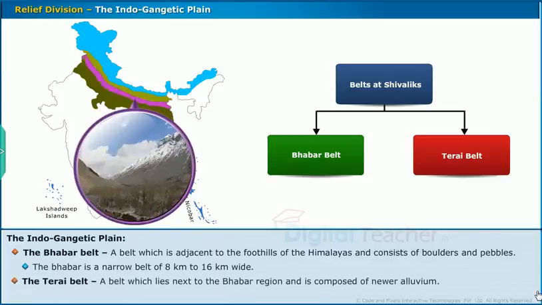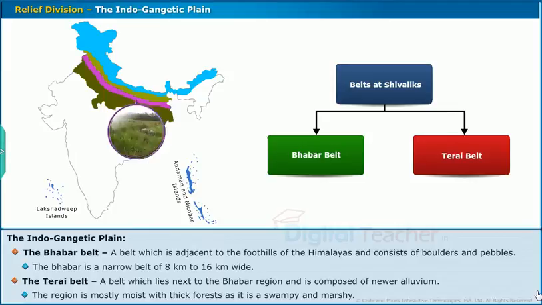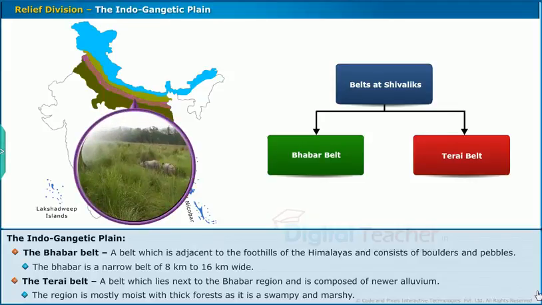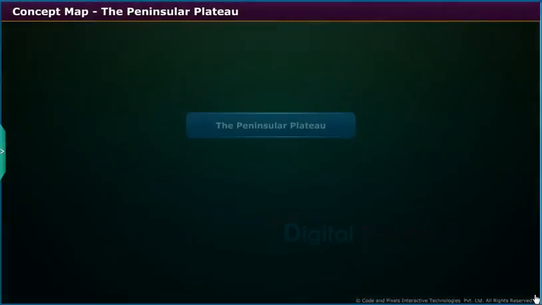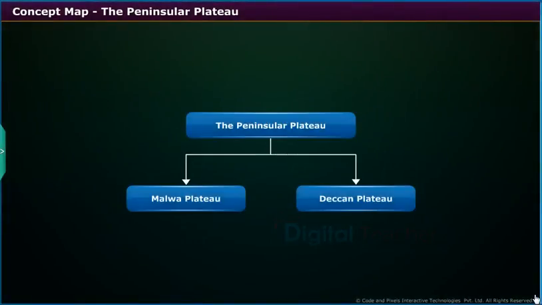The Terai Belt lies next to the Bhabhar region and is composed of newer alluvium. The region is mostly moist with thick forest as it is swampy and marshy. It receives heavy rainfall throughout the year and includes a wide variety of wildlife. Let us now look at the concept map of the Peninsular Plateau.